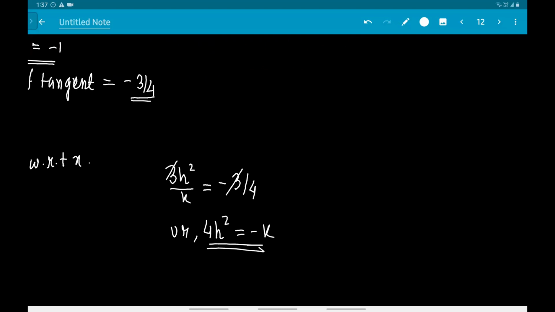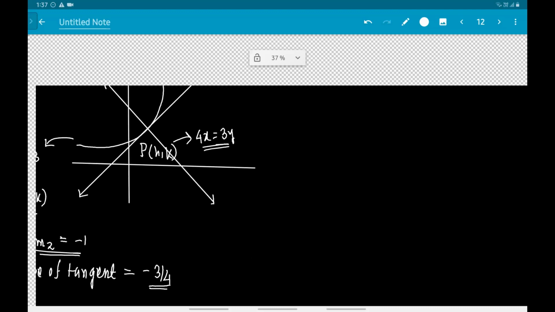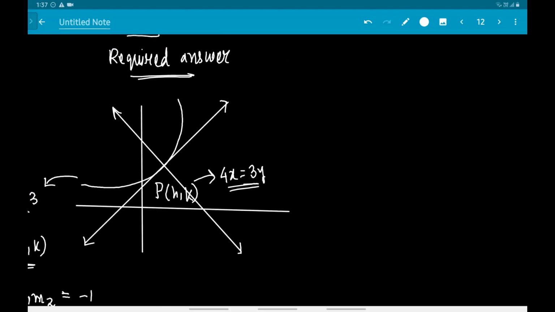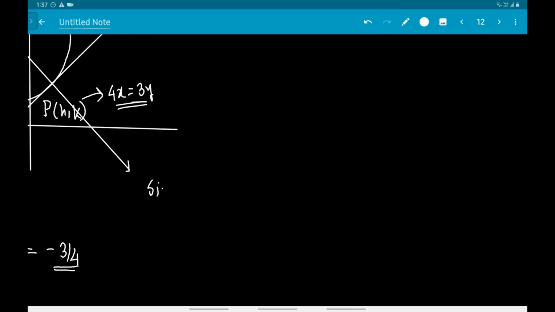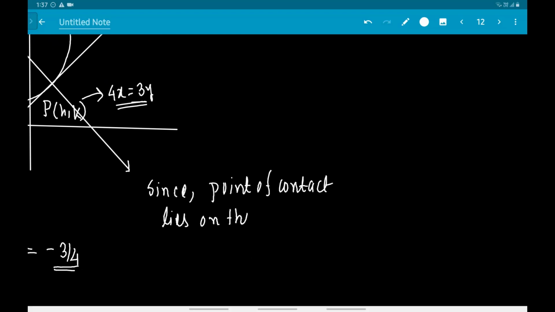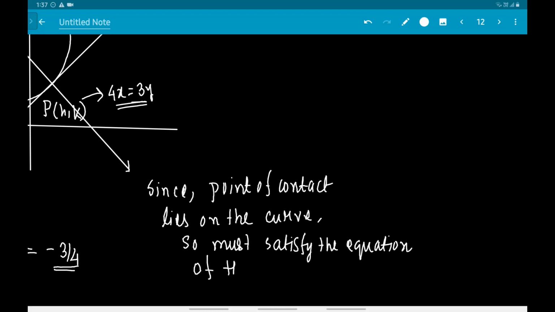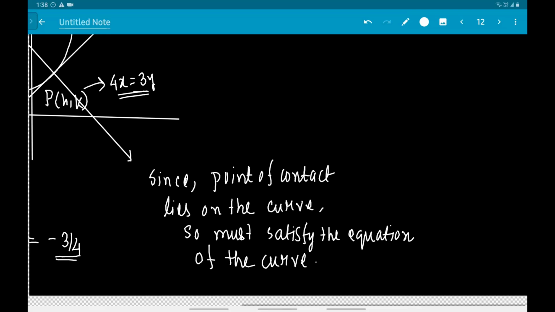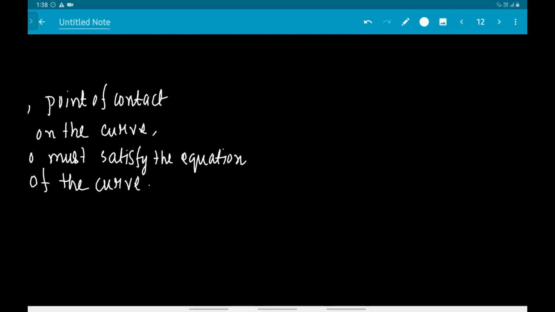Now another important thing. As you can see from the diagram, this P(h, k), the point of contact, is lying on this curve, so it will obviously satisfy the equation of the curve. So write it down: since the point of contact lies on the curve, it must satisfy the equation of the curve. If it satisfies this curve, that means what?